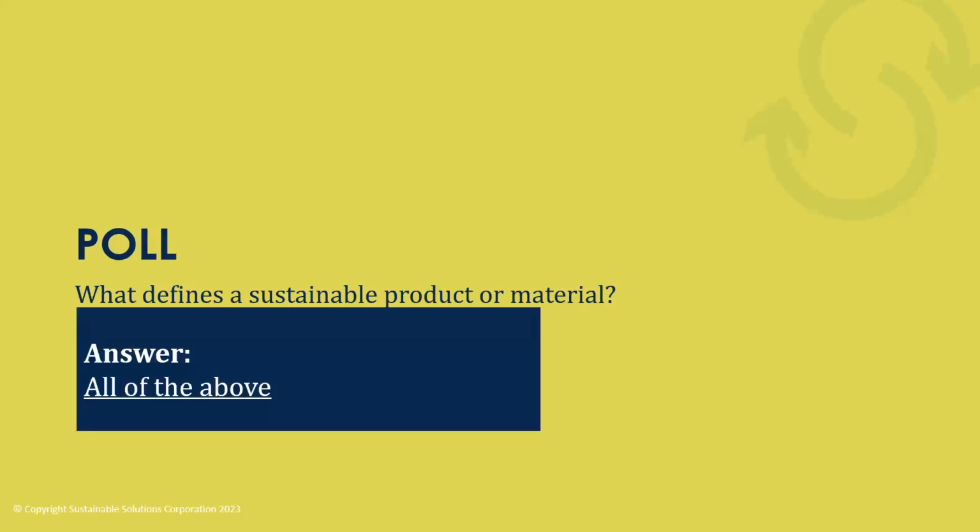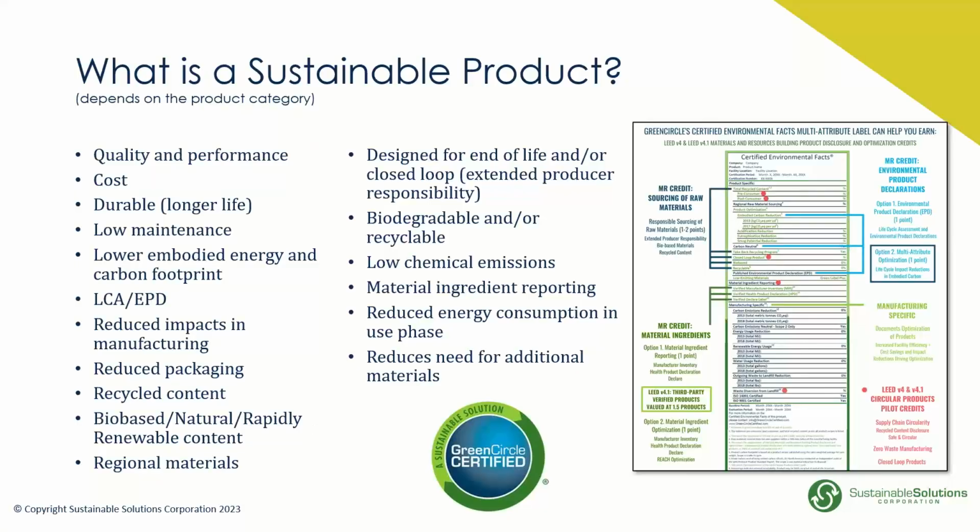All right. So if we look at our results, we can see that 87% said all of the above, 17% said recycled content, 16% said reduced packaging, and 11% said durable, 4% said low maintenance. The thing is that you're all correct in some form, but many of you are selecting single attributes, right? So the answer is all of the above, because when we are thinking about sustainable products, we want to take what we call a multi-attribute approach. And it really depends on the product category.